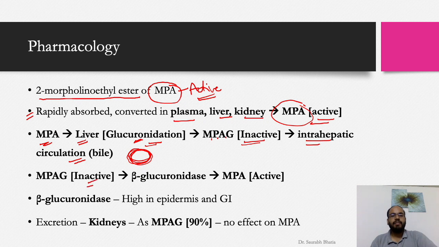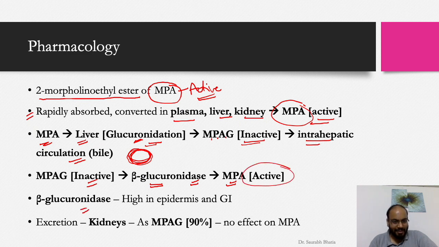Now MPAG, which is inactive, under the influence of this enzyme, beta glucuronidase. Let me just slow it down. Beta glucuronidase. Beta glucuronidase enzyme converts it back to mycophenolic acid, which is the active component.